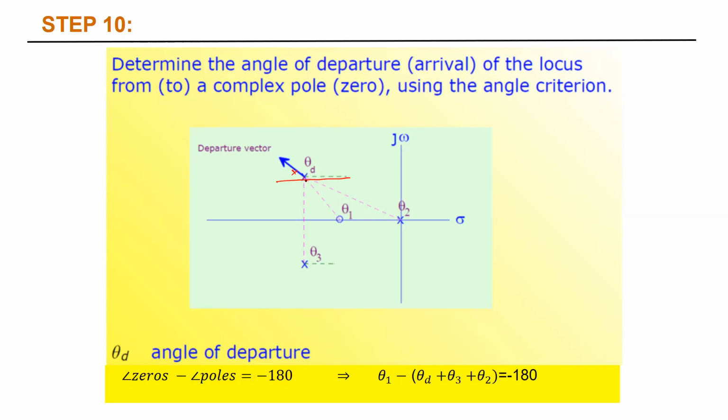Then I will take the contribution of this angle, this angle, and this angle, the 90, and apply the condition. This is known, this is known, this is known. The only unknown is theta d. When I get theta d, suppose I get theta d equal to 30. It means that this is my tangent, so the locus will go in this direction. By the way, if this is 30, what will happen to this one?